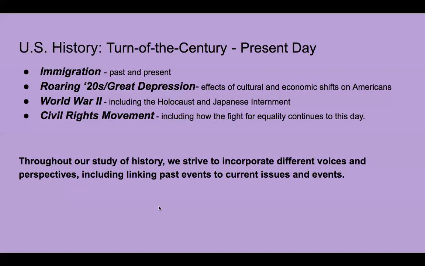After immigration, we're going to go straight into the Roaring 20s and the Great Depression. And then we're going to go into World War II and then into the Civil Rights Movement. In between those units, after the Roaring 20s and the Great Depression, we read the novel Of Mice and Men. After that, we'll go into our World War II unit, and then from there we'll go into our final novel for the year, a memoir called Night by Elie Wiesel. So we're trying to incorporate different voices, different perspectives, and making sure that we're linking the past events to current events.